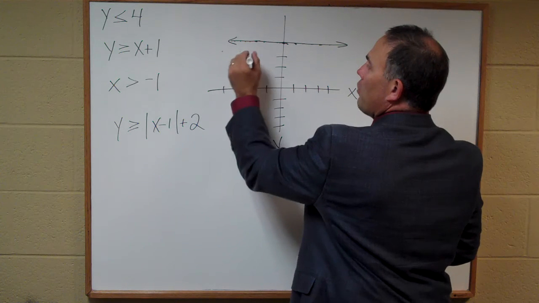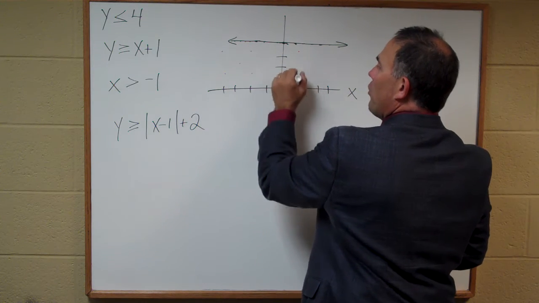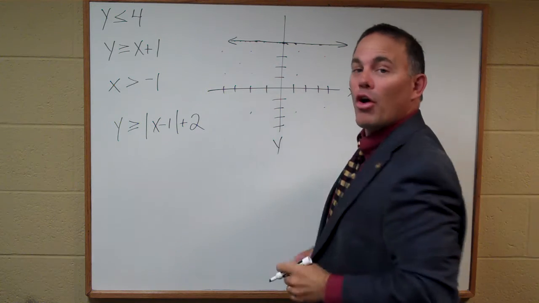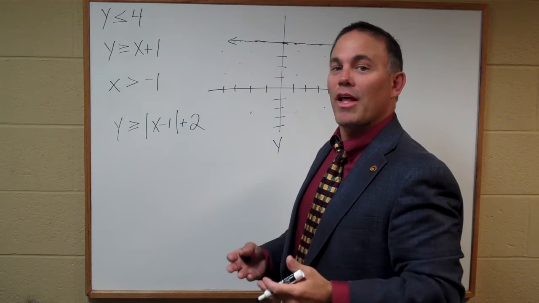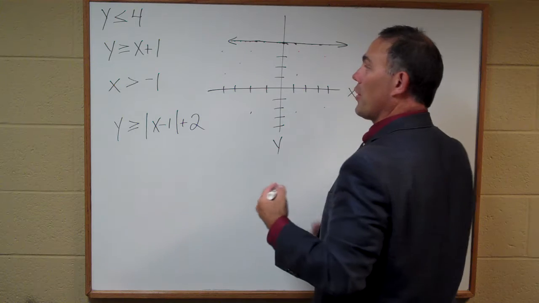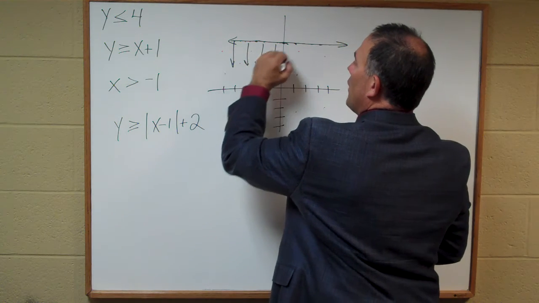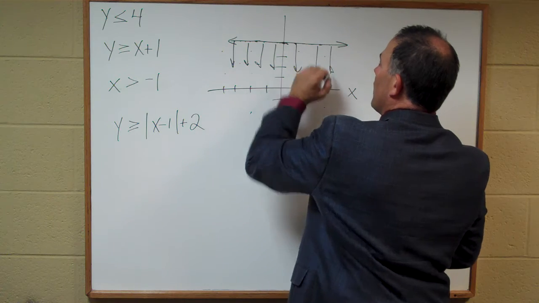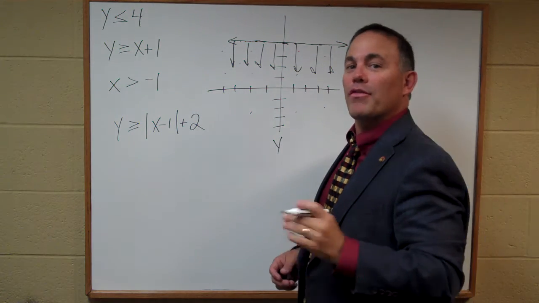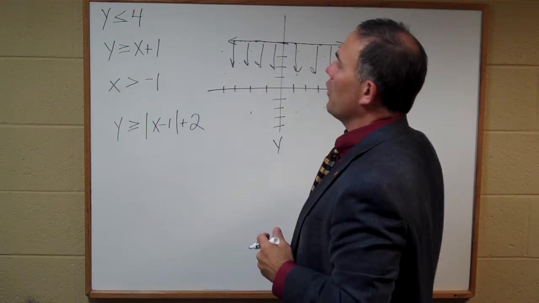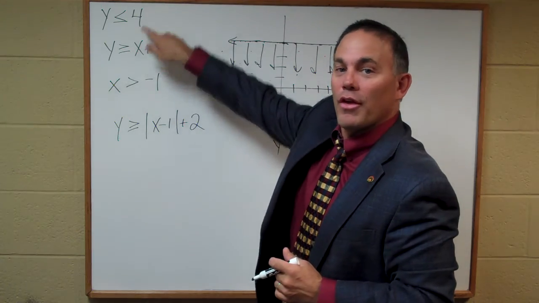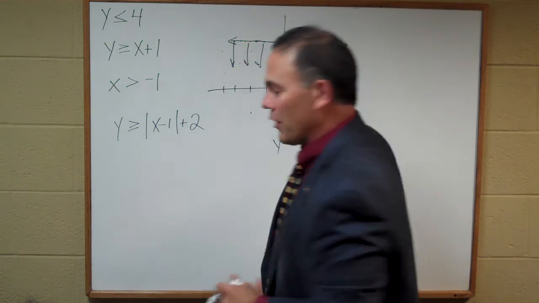So really, all these points here, think about it. Any point in this region over here is going to be a solution because y is less than or equal to 4. So this is the way I like to shade. I just draw some lines down from my line. What that indicates to me is every single point in this region below the line will be a solution to this.